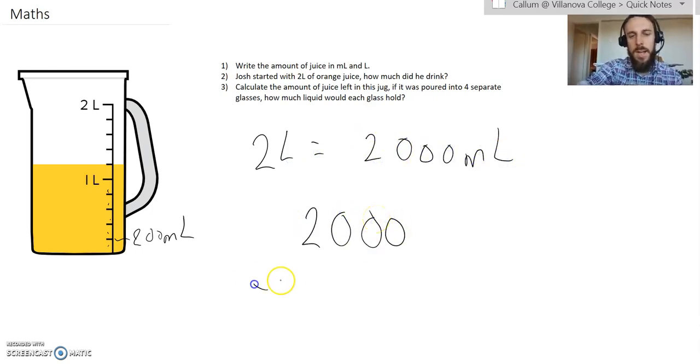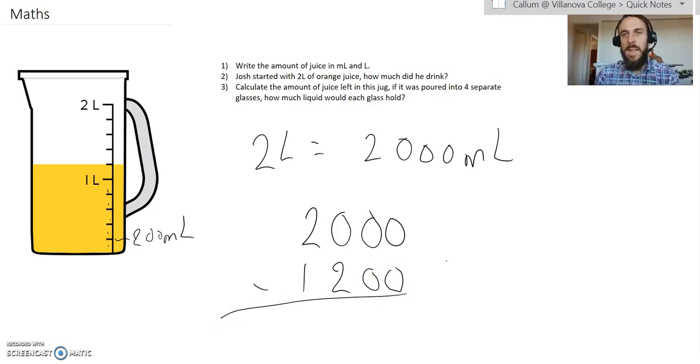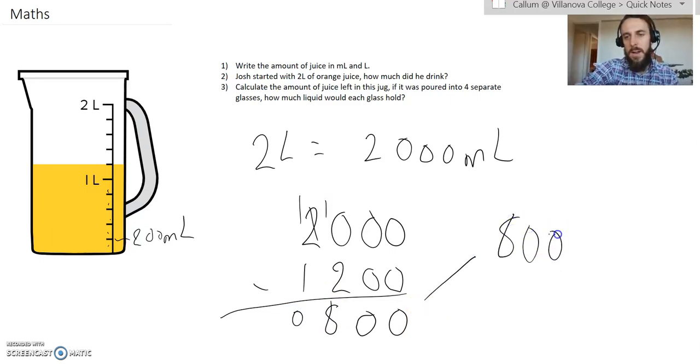He started with 2,000 mil. Now he's got 1,200 milliliters left. So if I take that away, the difference is going to be my answer. 0 take 0 is 0, 0 take 0 is 0, 0 take 2 you cannot do. I'll borrow 1 from the thousands column over here and make that 10. 10 take 2 is 8, 1 take 1 is 0. He drank 800 milliliters. That's my answer to question 2.